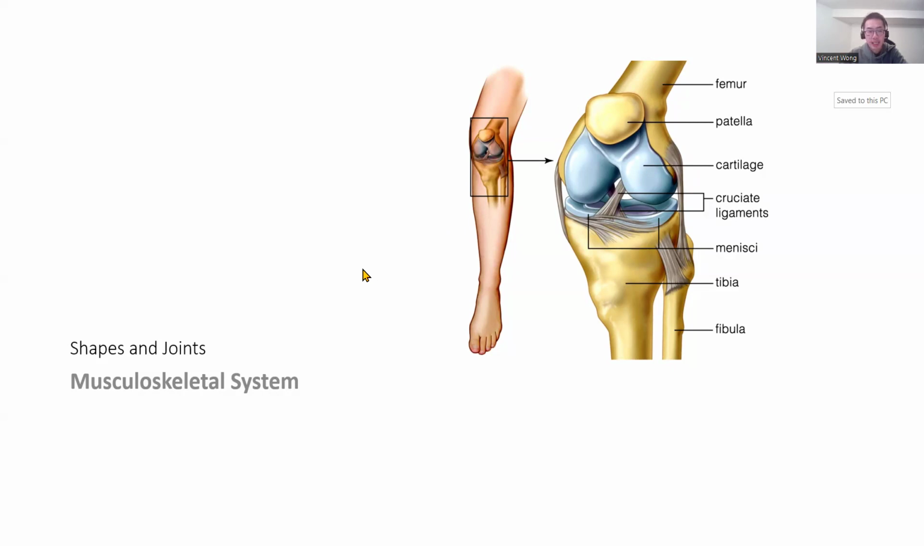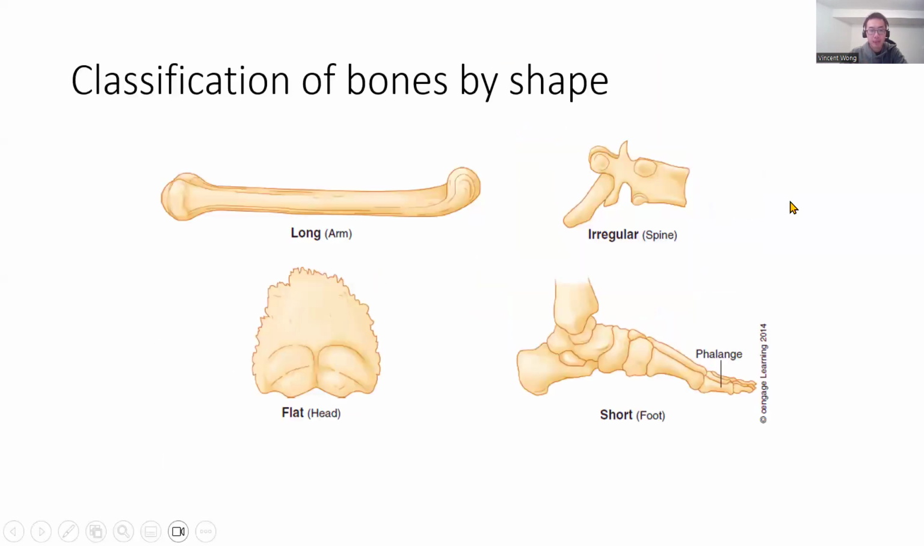So we will start today's lesson with the joints as well as the shapes of the bone in terms of how we classify them. So let's start with the shape. We can classify bones based on how long they are. An example of long bones would be something that's relatively rectangular in size. It doesn't have to be long. As long as the dimension is relatively rectangular, then typically we call it a long bone.